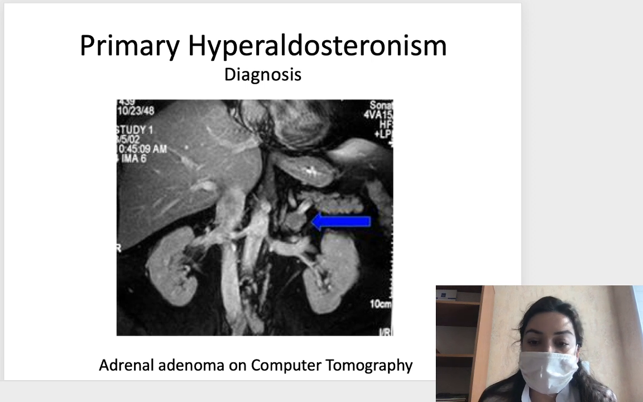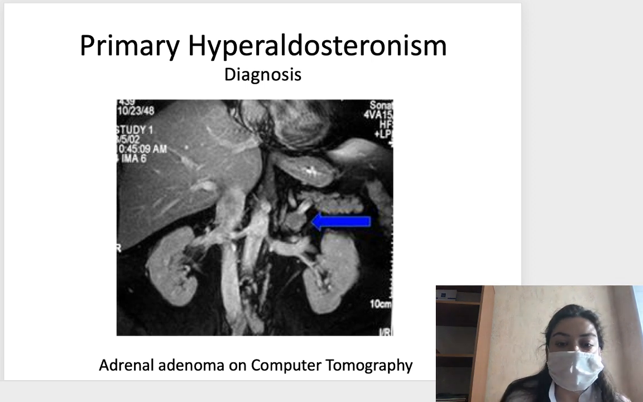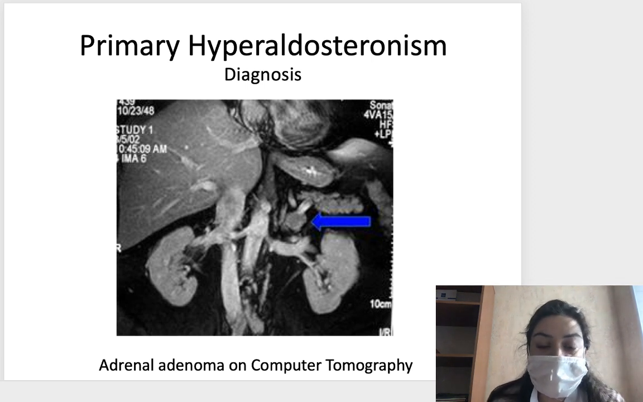As an example, here I want to show you a CT scan of the adrenal glands, and by the blue arrow you see the tumor that we usually call an adrenal adenoma.